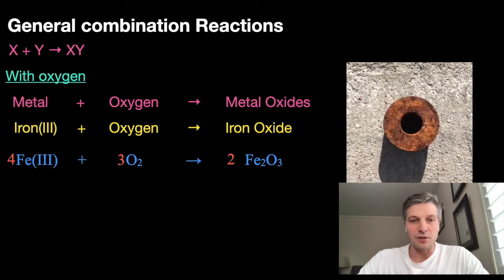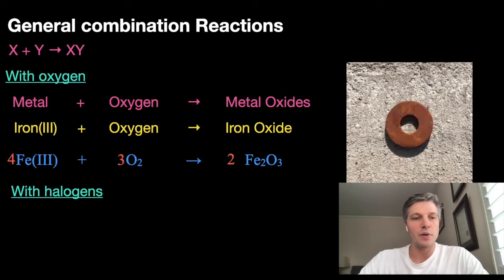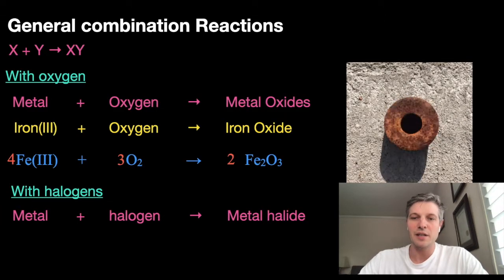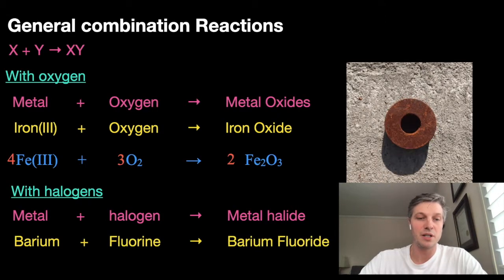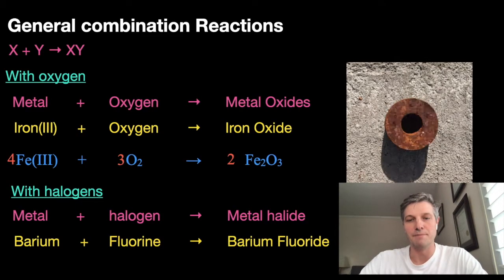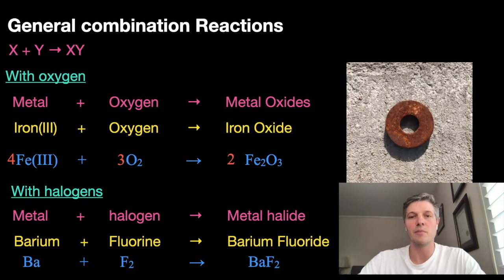With the halogens, we have a metal plus a halogen gives us a metal halide. Nice and simple, right? So barium plus fluorine gives us barium fluoride. These are essentially no-brainers, I would like to think.